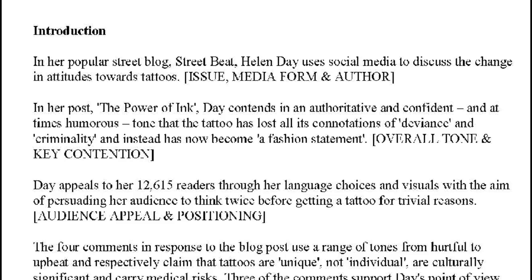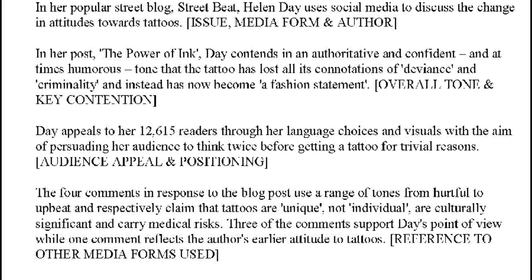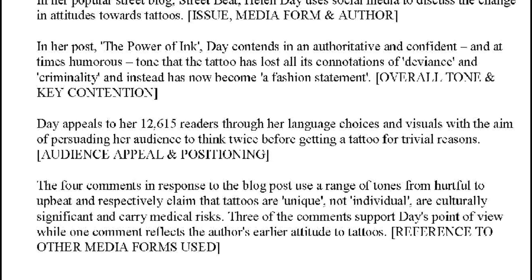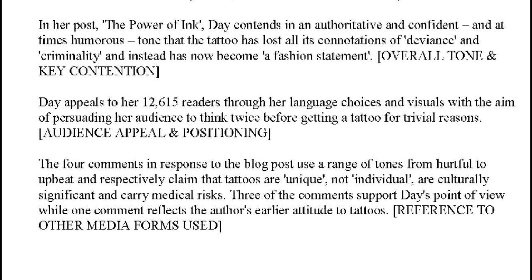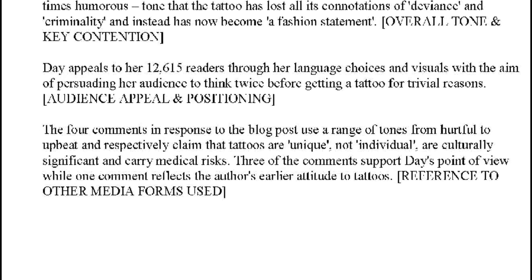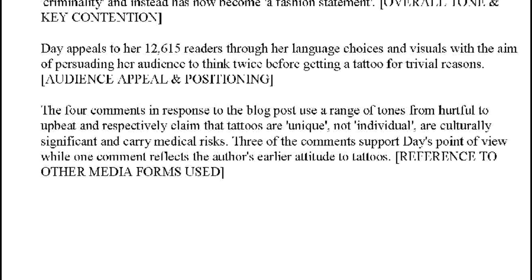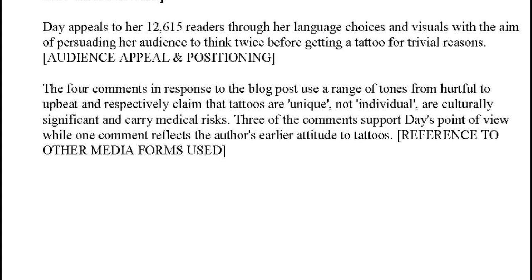In her popular street blog, Street Beat, Helen Day uses social media to discuss the change in attitudes toward tattoos. That's presenting the issue, the media form and the author. Then we go down. In her post, The Power of Ink, Day contends in an authoritative and confident and at times humorous tone that the tattoo has lost all its connotations of deviance and criminality and instead now has become a fashion statement. They were talking about the overall tone and the key contention mentioned. Day appeals to her 12 and 615 readers through her language choices and visuals with the aim of persuading her audience to think twice before getting a tattoo for trivial reasons. There we start to introduce the idea of audience appeal and audience positioning.